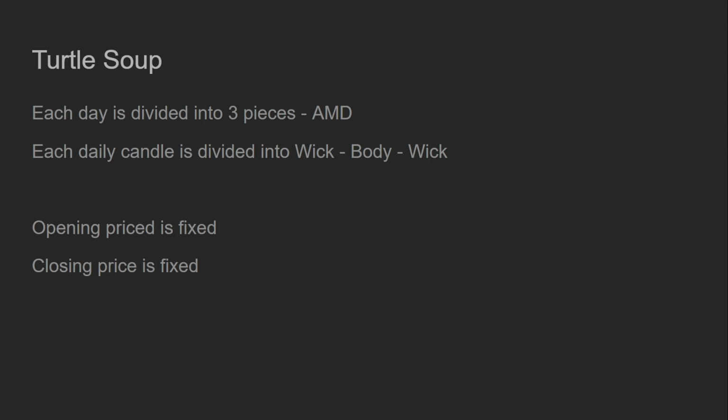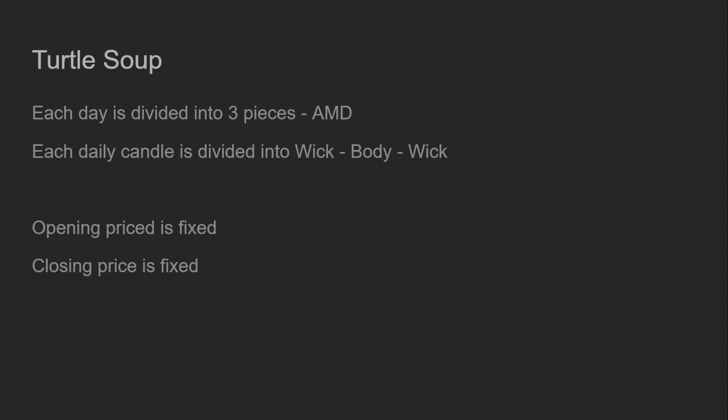So our first framework is based around power of three. If you're a power of three trader, accumulation, manipulation, distribution, this is going to be your go-to for turtle soups. Each day is divided into three pieces, as you know: accumulation, manipulation, and distribution, which means that the daily candle is divided into three parts: the wick, accumulation, manipulation; the body; and the opposing wick, distribution.